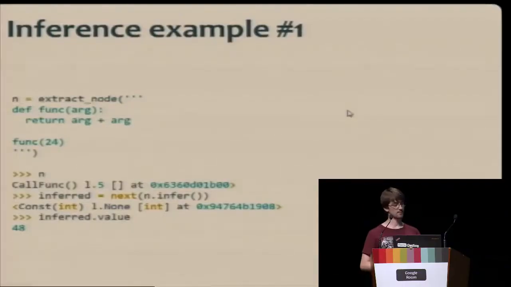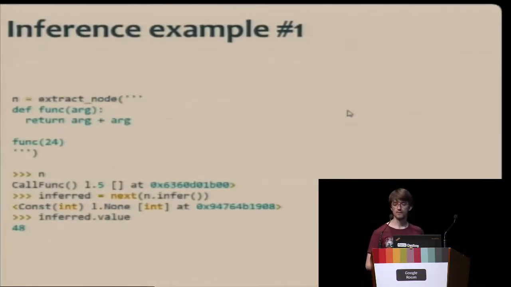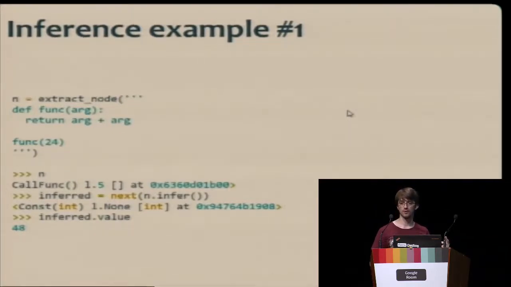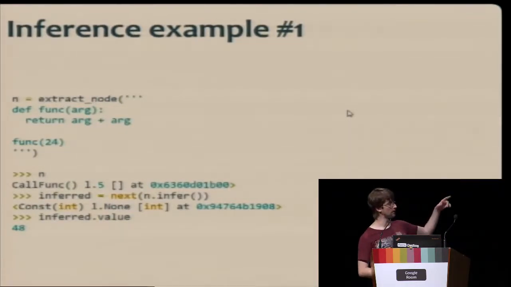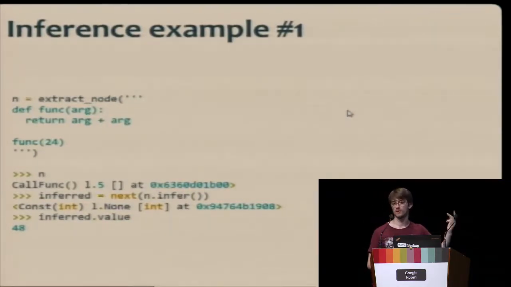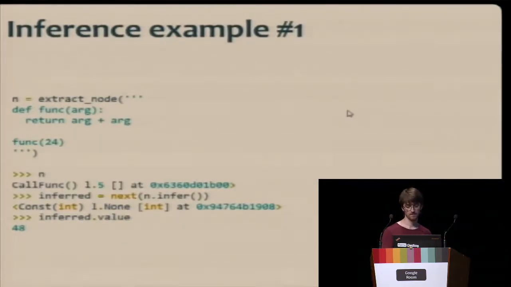Right. And in this particular example, we have a function which adds two values, the arguments. And as you can see in this particular case, when inferring what the result of the function call is, Astroid knows that it's 48, because 24 plus 24 is 48. Yep.